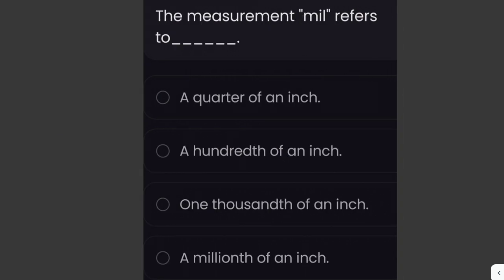The measurement mil refers to what? Mil, from milli, refers to one thousandth. Among the choices here, this should be the answer: one thousandth of an inch. Or it could be one thousandth of a meter or a centimeter.